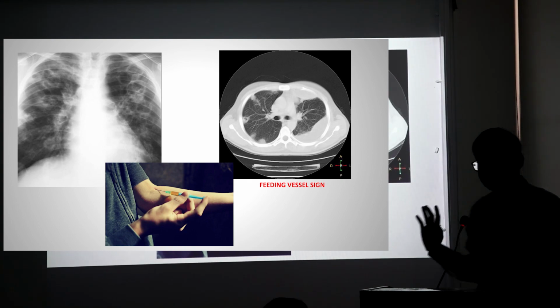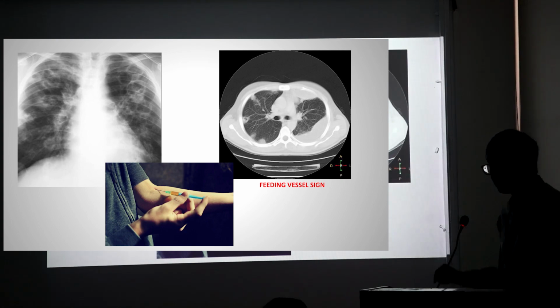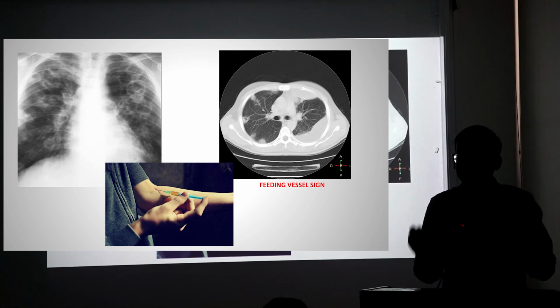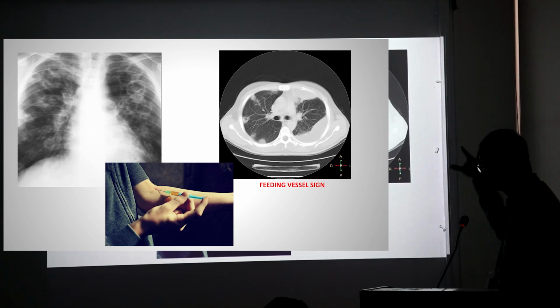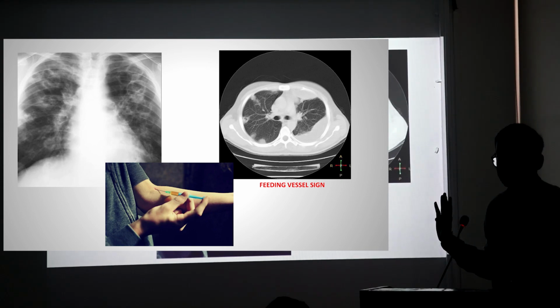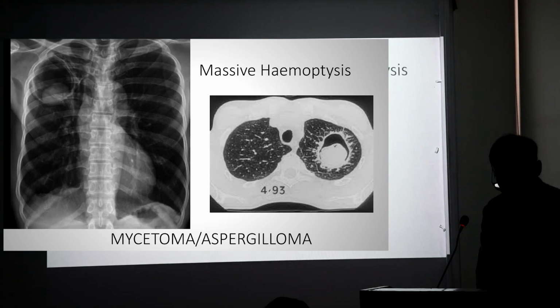So what does this feeding vessel sign mean? The source of the infection is hematogenous. The primary route is not the lung. So it's a bloodstream infection coming via these vessels causing these problems in the lung. So the feeding vessel sign means this. And this is a very classical X-ray.